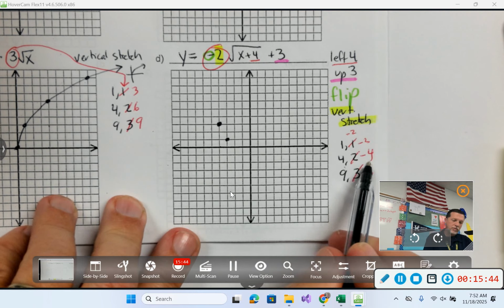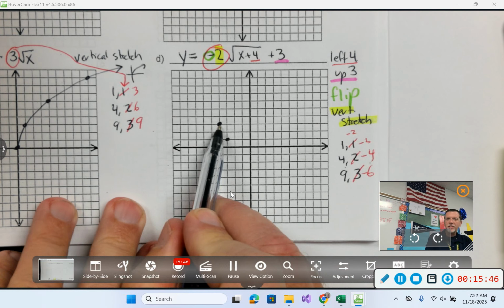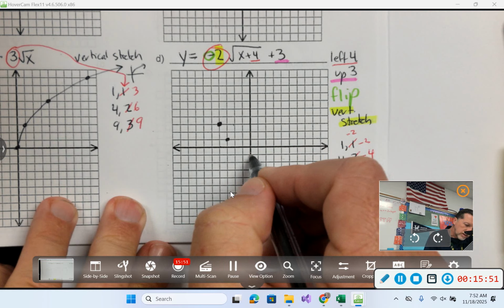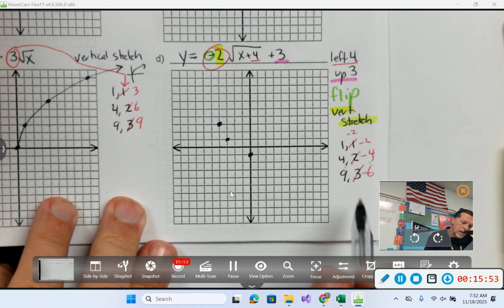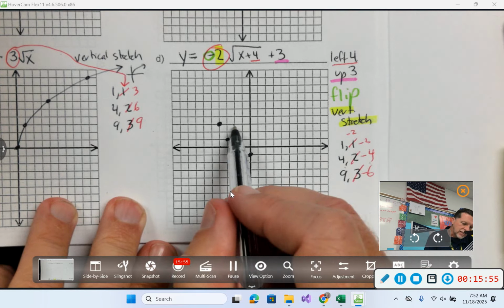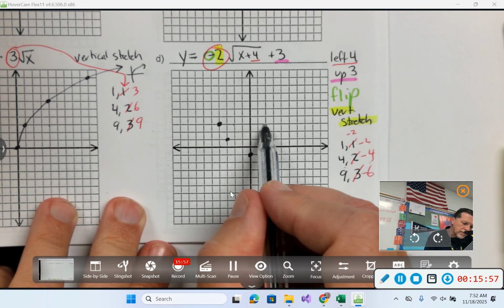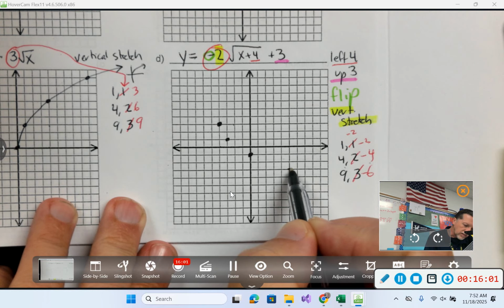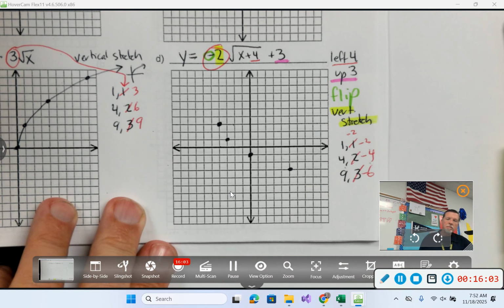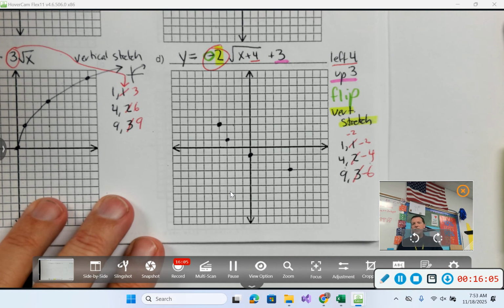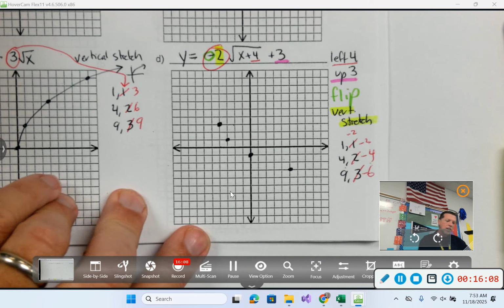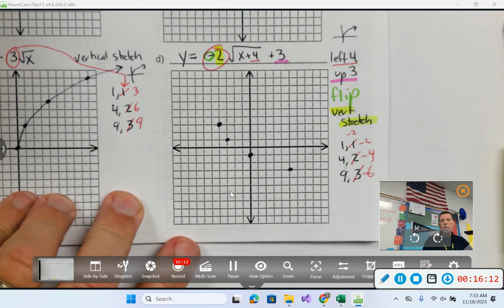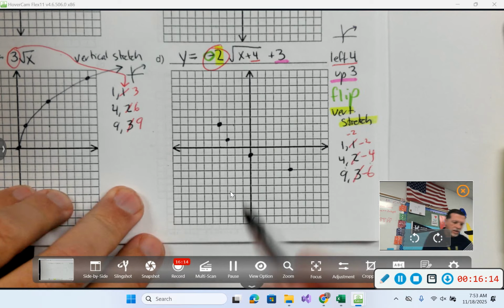Over 4 down 4 from the original point, not from the previous point. So over 4 down 4. Then over 9 down 6. 1, 2, 3, 4, 5, 6, 7, 8, 9. 1, 2, 3, 4, 5, 6. And I think I can visualize what that's going to be. Right? Like my parent function looks like that. But I want to flip it and stretch it.